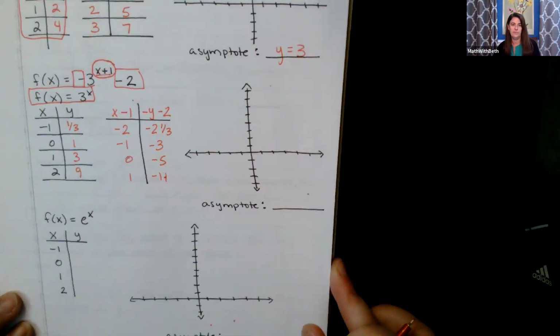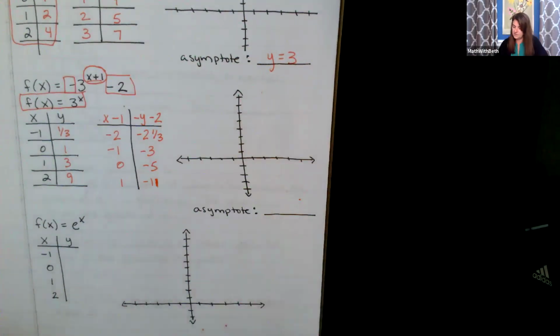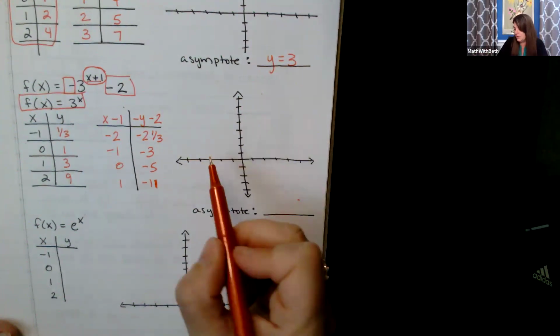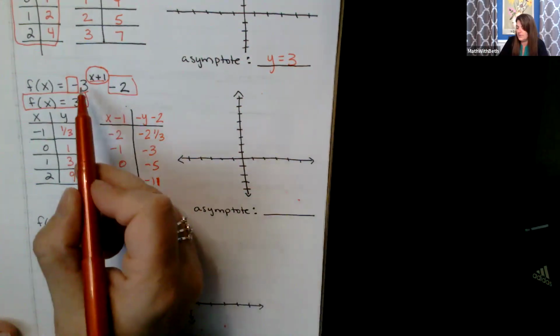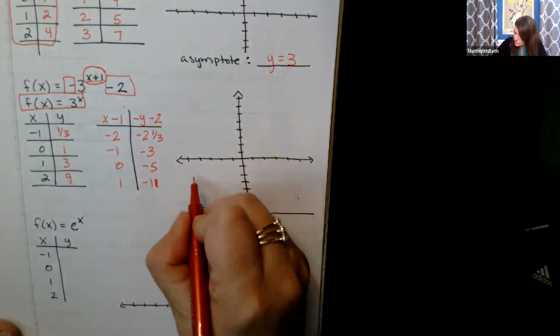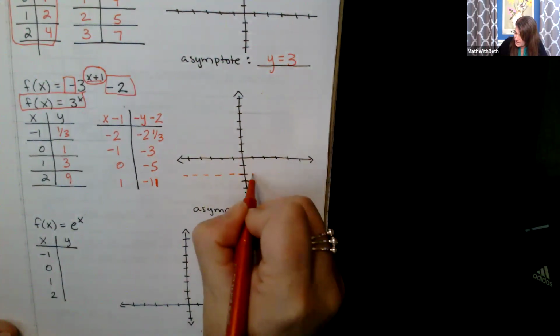So we might not have room for that one. So asymptote. My asymptote is normally at y equals 0, but this graph has moved down 2. So has my asymptote.